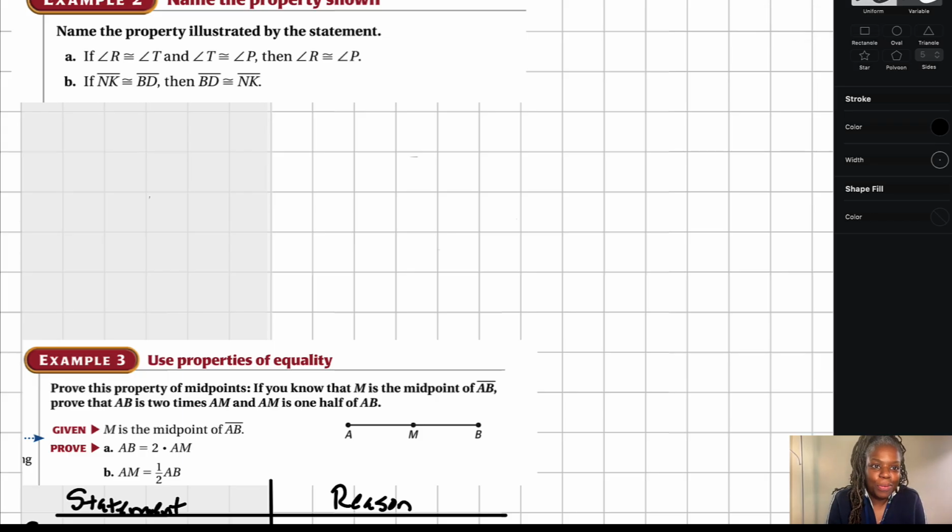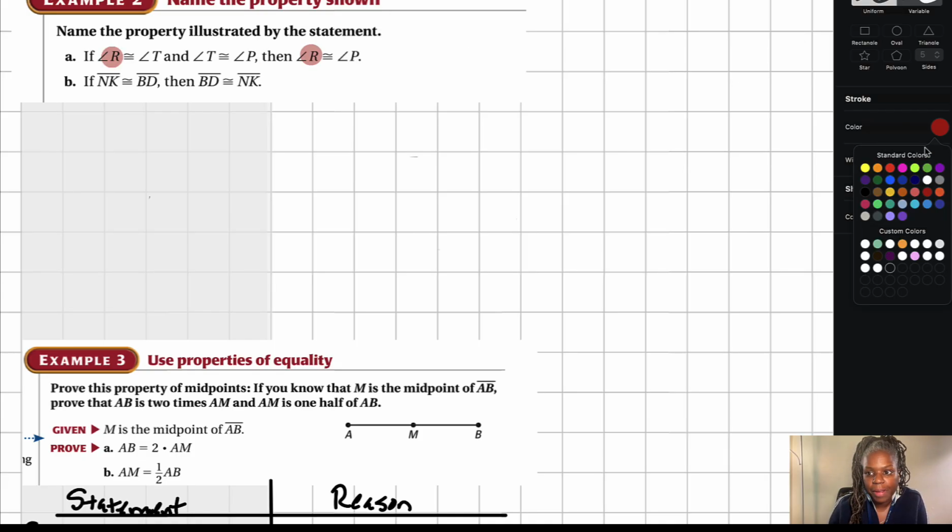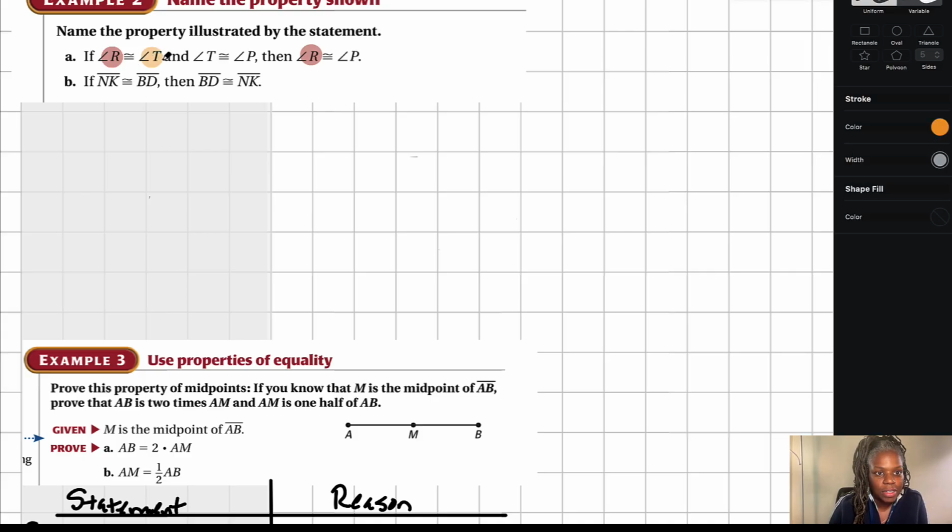Here we are at example 2. It says name the property shown. Here's what I want you guys to look at. I want you to see that we're starting off with angle R, right? And we're going to have angle R in our final statement. We also say that angle R is congruent to angle T. And then we're saying that angle T is now congruent to some other angle, let's say angle P. Look at this relationship. R is congruent to T, T is congruent to P, and finally R is going to be congruent to P because of that relationship.